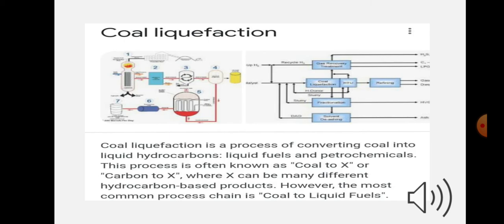However, the most common process chain is coal to liquid fuels. Generally, the coal liquefaction takes place as coal to liquid fuels. The process of converting a coal into liquid hydrocarbons, that will be liquid fuels and petrochemicals, and this process is often known as coal to X or carbon to X, where X can be many different hydrocarbon based products. However, the most common process chain is coal to liquid fuels. This is called the coal liquefaction.